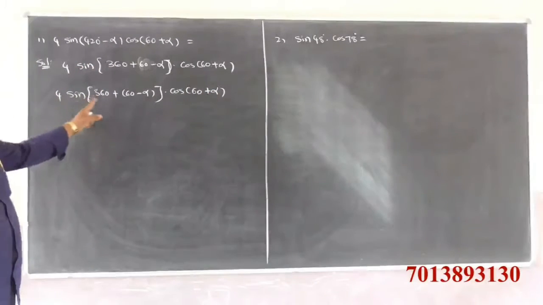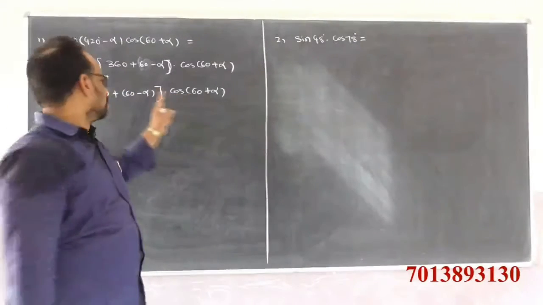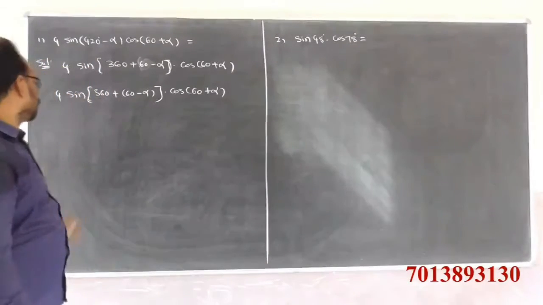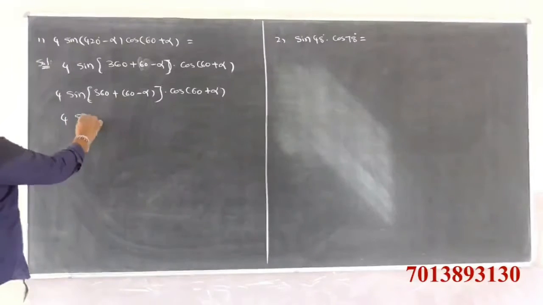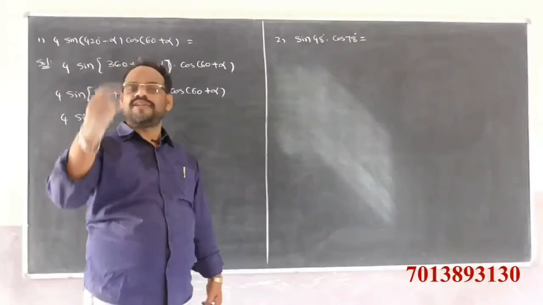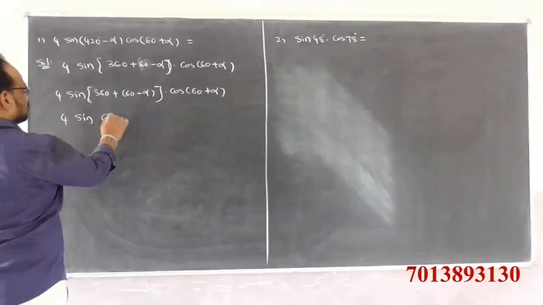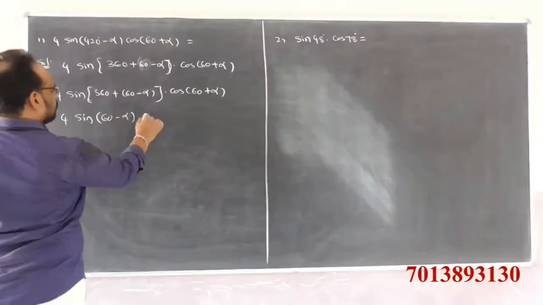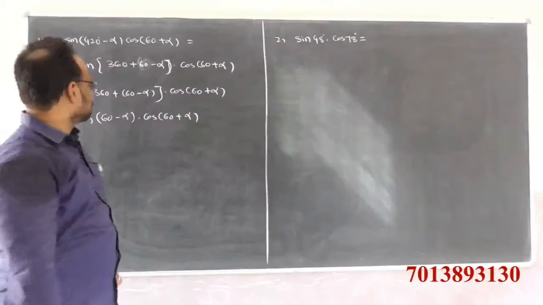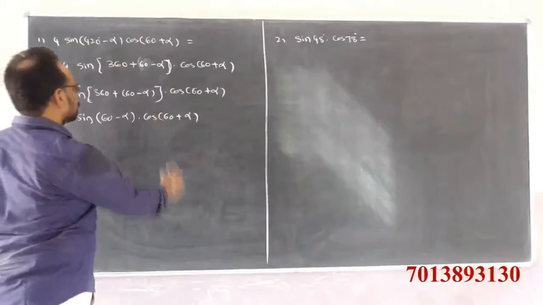It is in the form of sine(360 plus theta), which is in the first quadrant. 360 is there, so the sine ratio can't change. Sine is sine only. So 4 times sine(360 plus theta) is clearly in the first quadrant. In the first quadrant, all trigonometric ratios are positive. So we get 4 times sine(60 minus alpha) into cos(60 plus alpha).